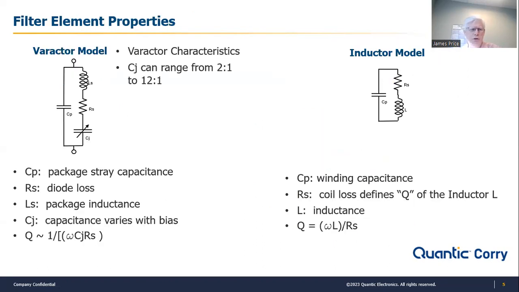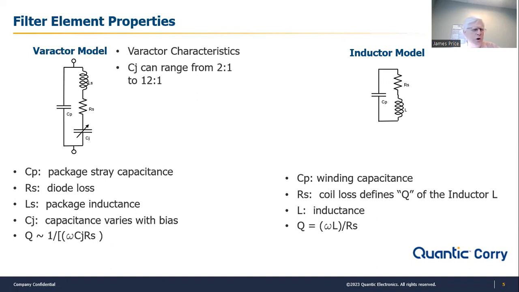Okay, and I'm wondering, can you share some of the properties associated with filter elements? Yeah, so it's always good to know what the root properties are of the parts that you're using in a filter, so you understand where your stray capacitances, inductances, and losses are coming from. So on the right, I have a typical inductor model that everybody's used to, winding capacitance in parallel, series resistance, and of course, the inductance itself. For the varactor, it's similar. You have a series resistance, you have inductance associated with the package, and capacitance associated with the package, stray capacitance.